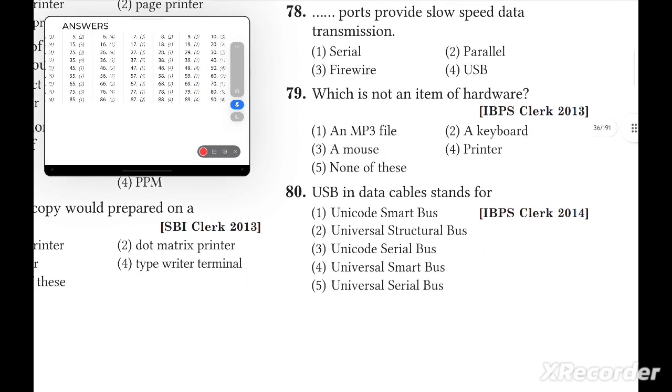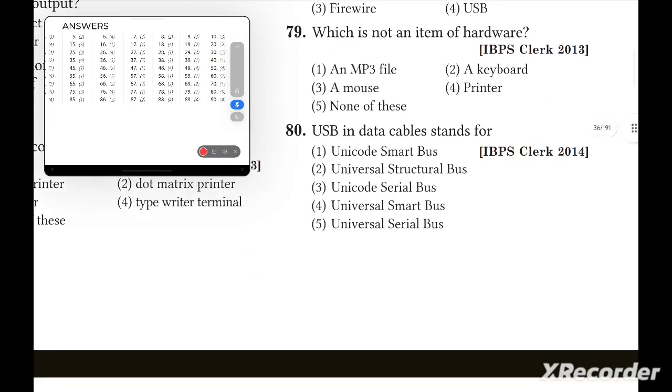Next question, which is not an item of hardware? First, an MP3 file. Second, a keyboard. Third, a mouse. Fourth, printer. Fifth, none of these. The correct answer is first, an MP3 file.